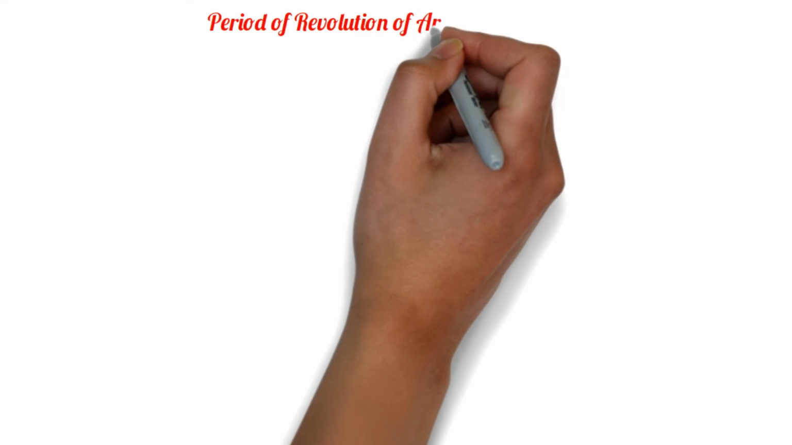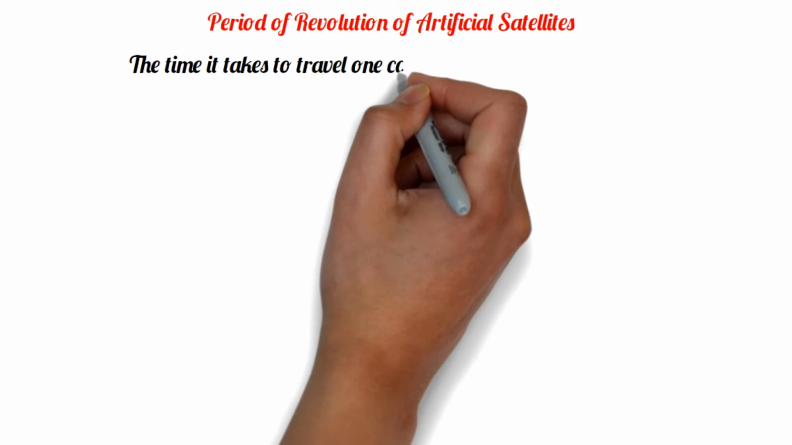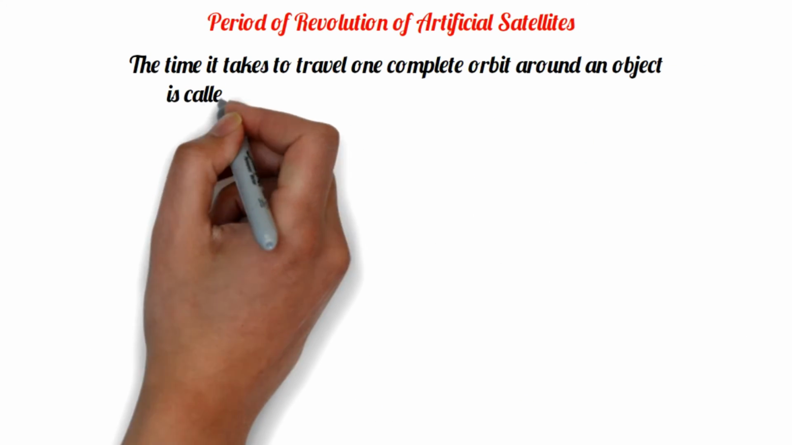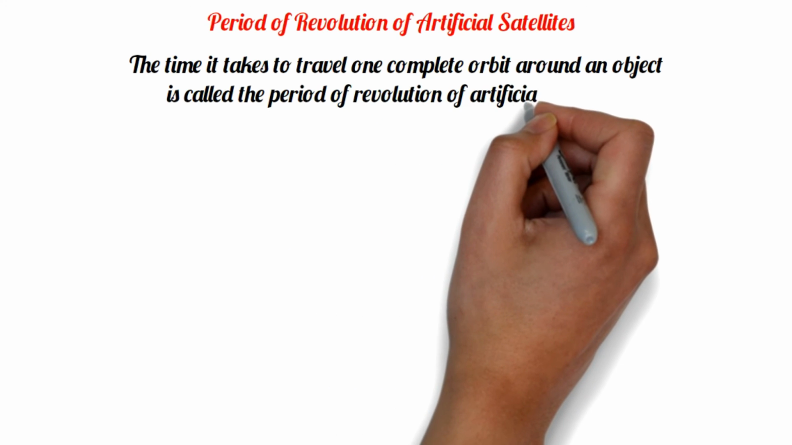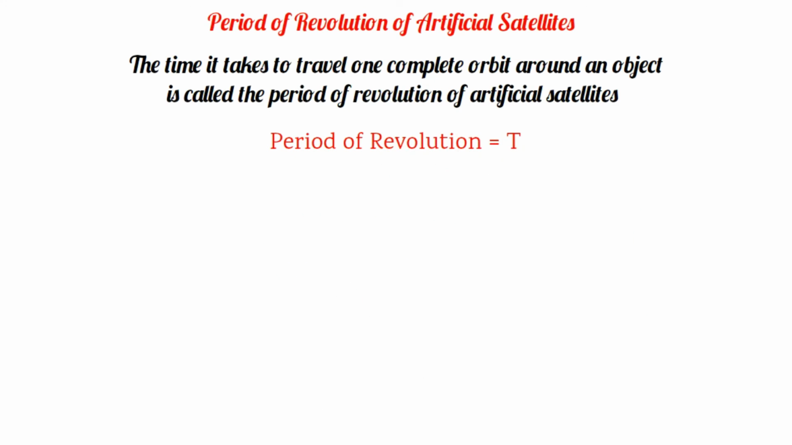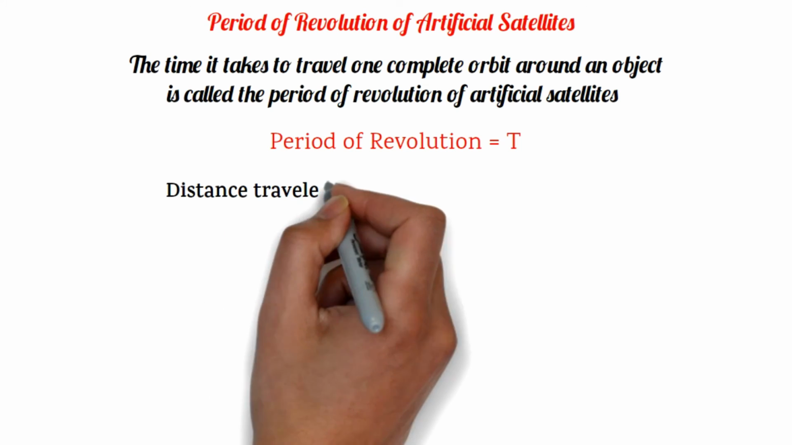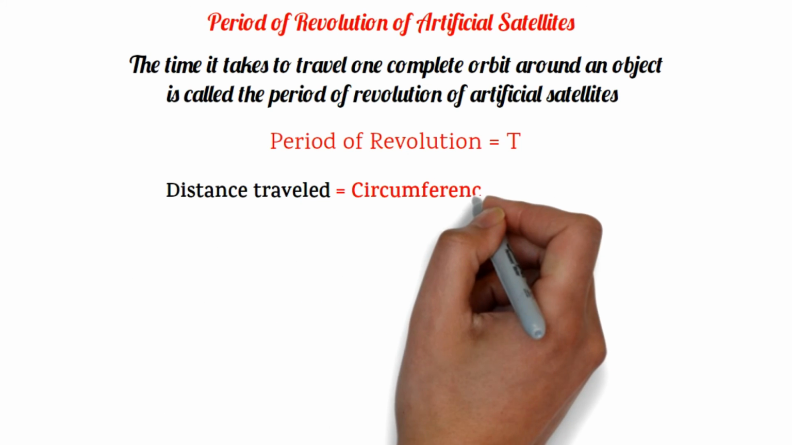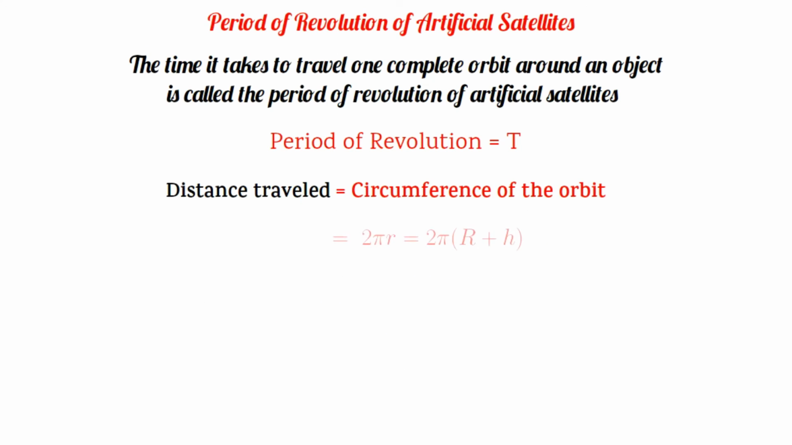Period of revolution of artificial satellites. The time it takes to travel one complete orbit around an object is called the period of revolution of artificial satellites. If the period of revolution of the satellite is T, the distance traveled by the satellite in this time is equal to the circumference of the orbit, which is 2 pi into small r, or 2 pi into capital R plus small h. Therefore, capital T is equal to 2 pi into capital R plus small h by v.